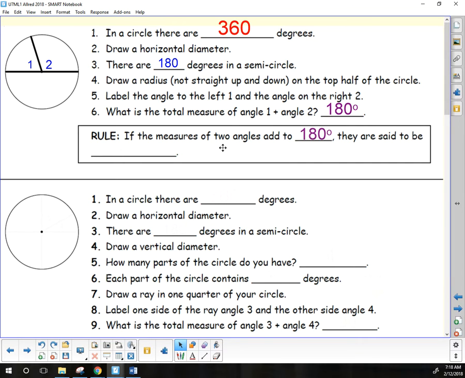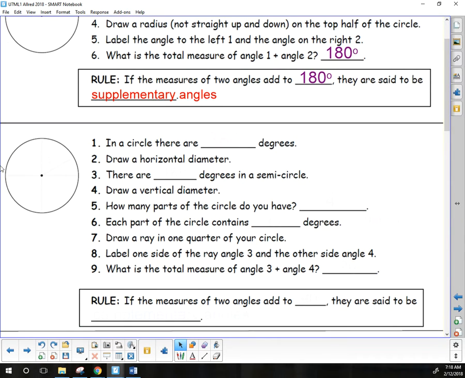If you ever get two angles that add up to 180 degrees, we call those angles supplementary angles. So that's our first vocabulary word of the day. Supplementary angles are two angles that add up to 180 degrees.